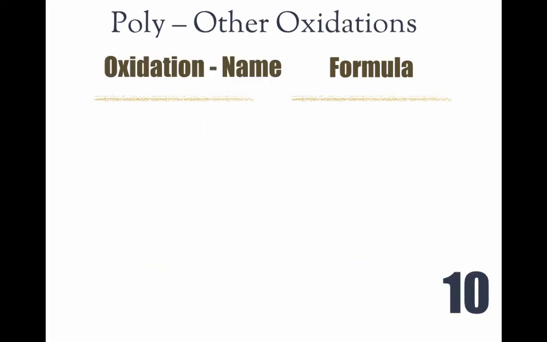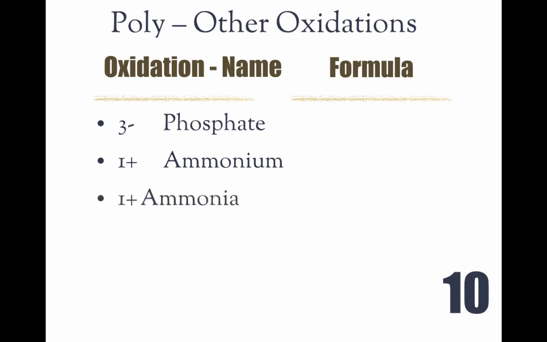Finally, you have some polyatomics that are not all the same. So I'm going to give you the oxidation, their name, and their formula. With an oxidation of 3 negative, you will have phosphate. A 1 positive oxidation is ammonium and ammonia. Spelling's very important. Also with a 1 positive is hydronium. And with an oxidation of 0 is methane. Since it has an oxidation of 0, it won't bond to anything. However, you do need to know that it does exist.